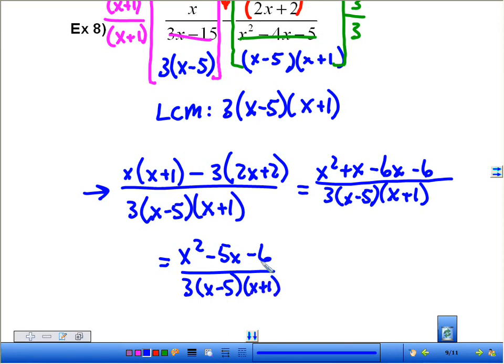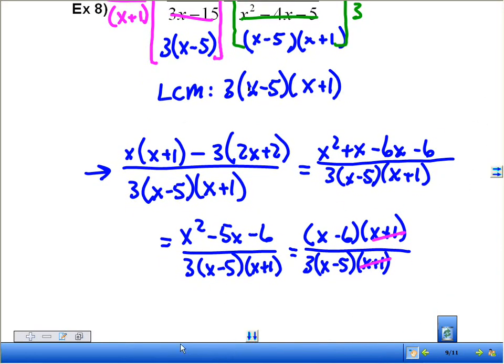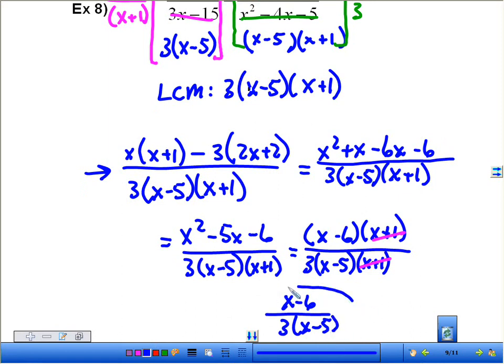Well, now I see I've got something that I could factor right here. Let's see if I factor it. I can factor it with an x minus 6 and an x plus 1. Alright, this same denominator. Now I see that I have some common factors here. X plus 1 over x plus 1 reduces to 1. So my final answer is x minus 6 over 3 times x minus 5. There's my final answer right there.